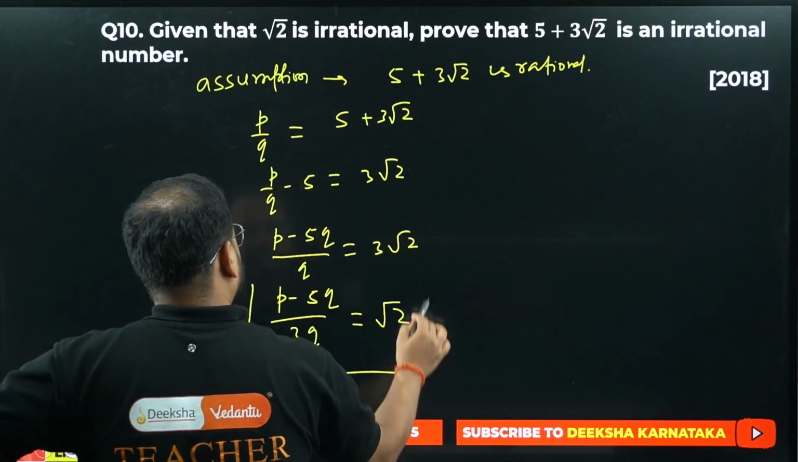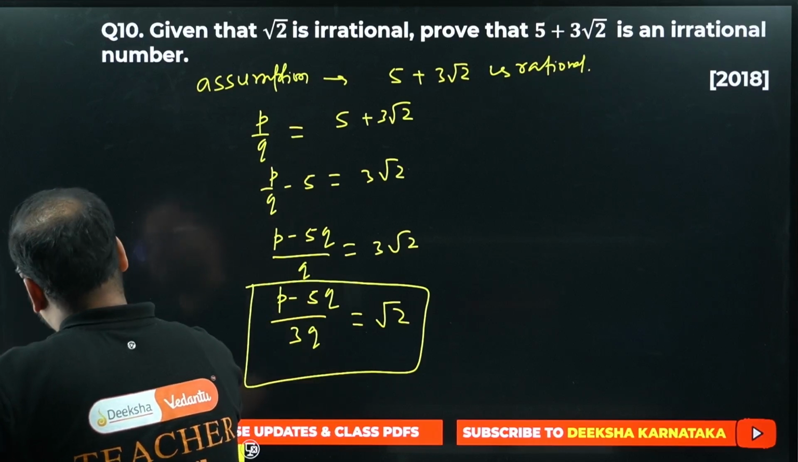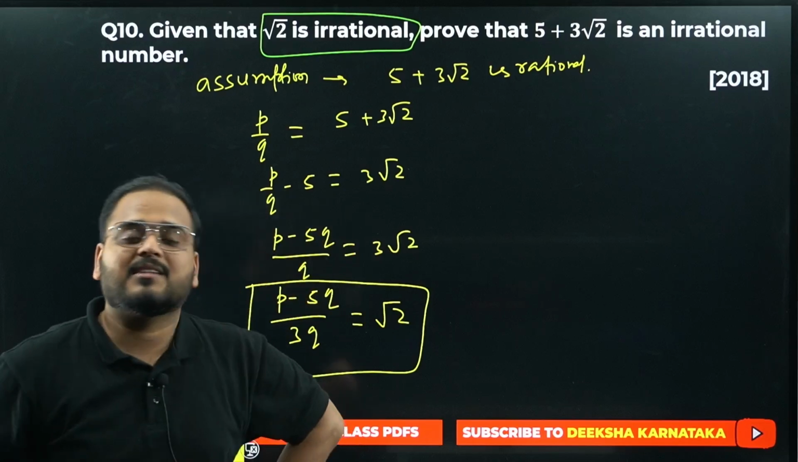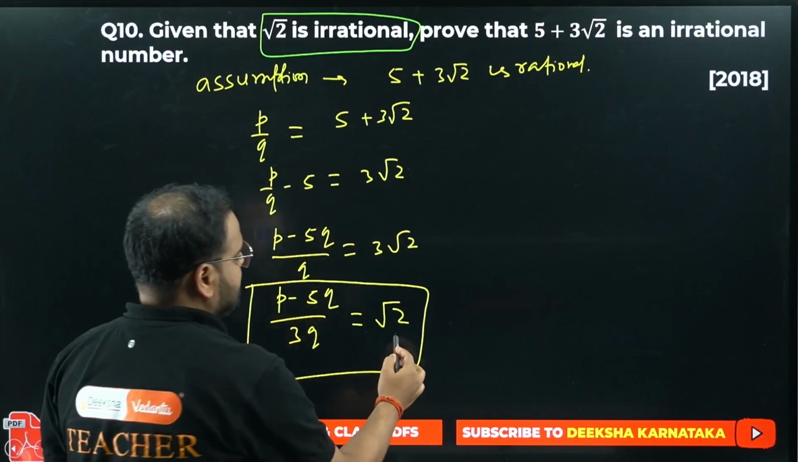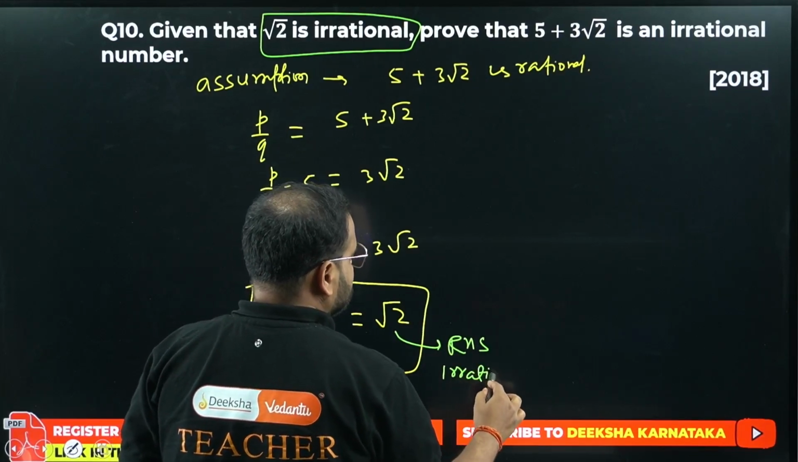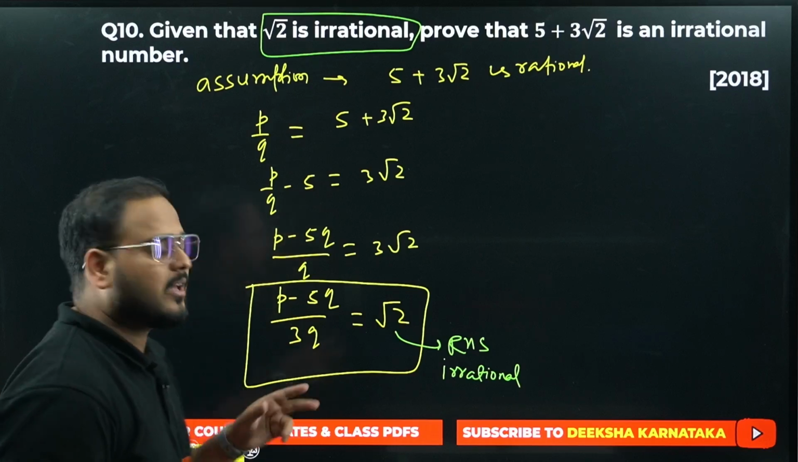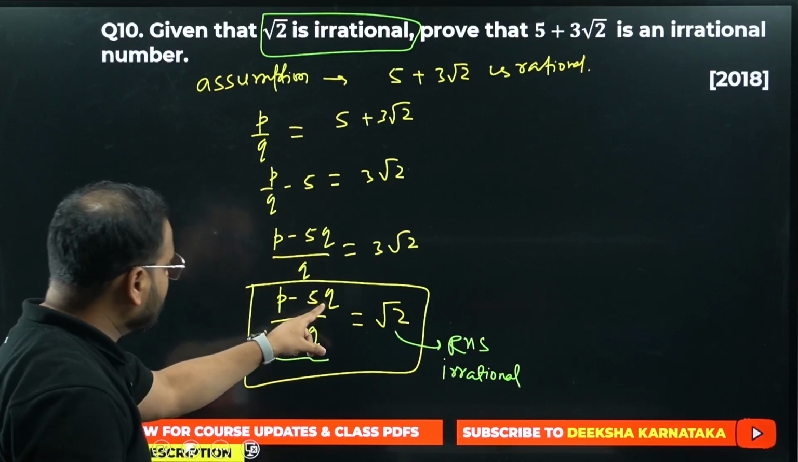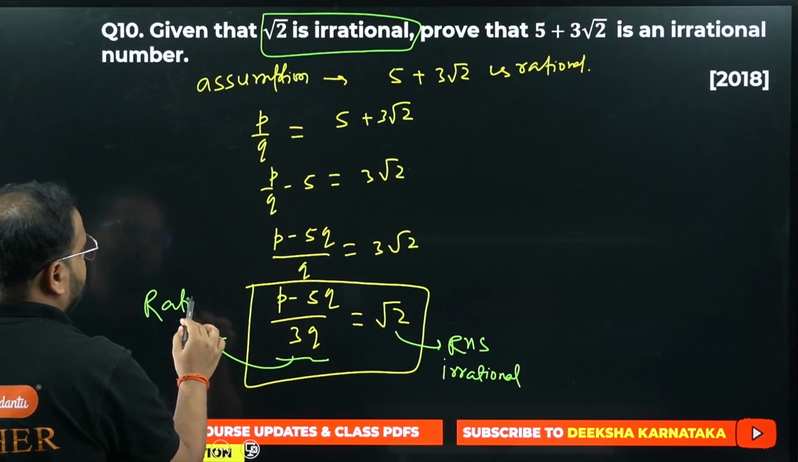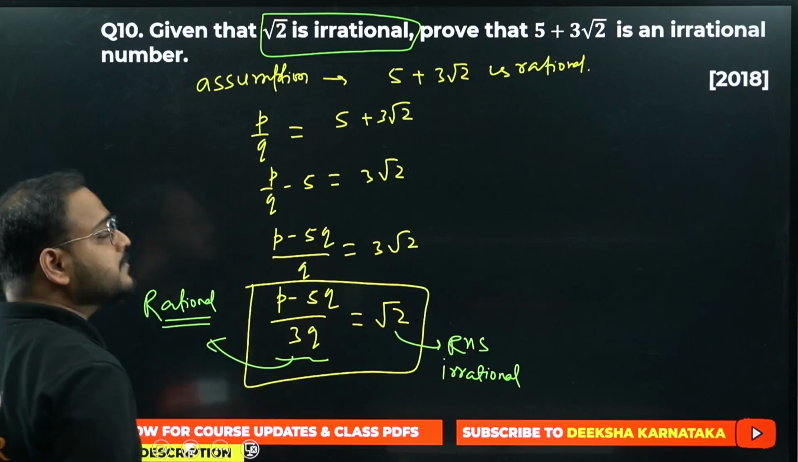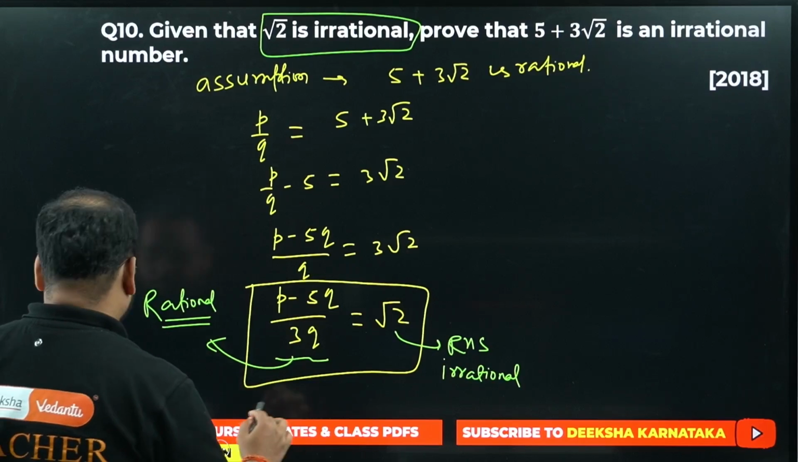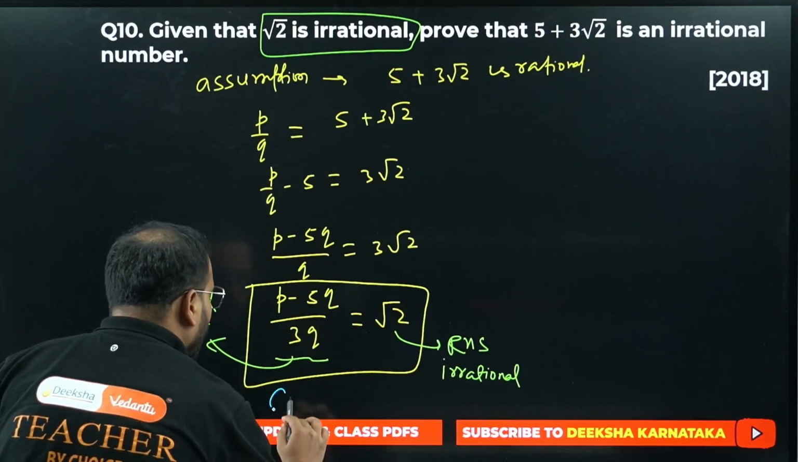Alright, this is my conclusion. Now have a look at what they've given in the question: root 2 is irrational. In this case, my RHS is irrational. What about the left hand side? P is rational, Q is rational, 5 and 3 are rational, so the whole thing is simply rational. Now don't you think this is a contradiction? The LHS is rational and the RHS is irrational. It is a contradiction.